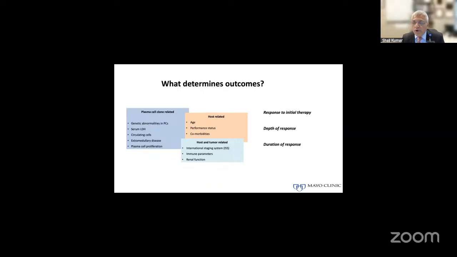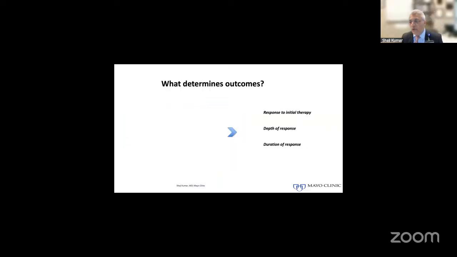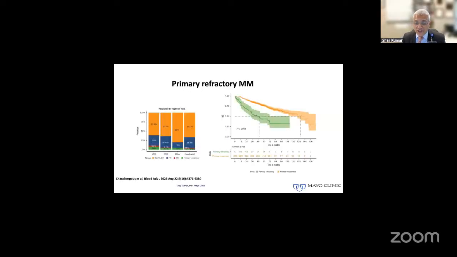So we talked about what determines outcome at the time of diagnosis, but risk stratification in myeloma does not stop there. It continues depending upon how the patients respond to therapy, how deep a response they get, and what duration of response they get. We know that the patients who are refractory to that initial therapy usually have very poor outcomes. These are patients called primary refractory, who never respond to any therapy.